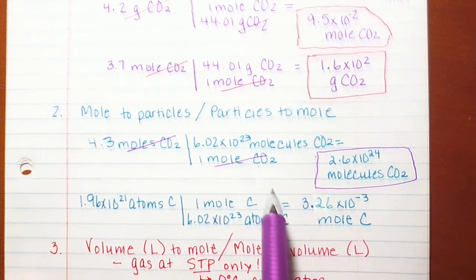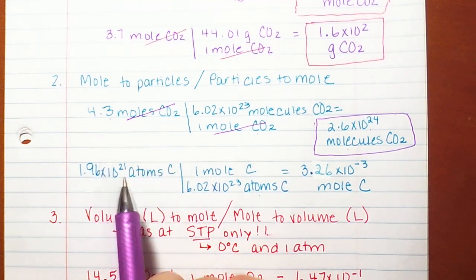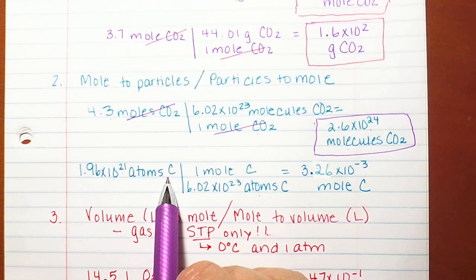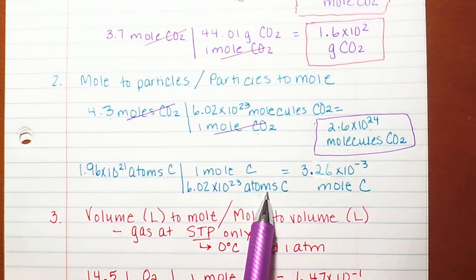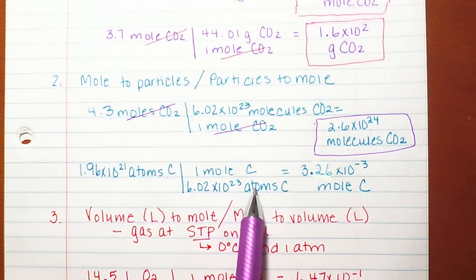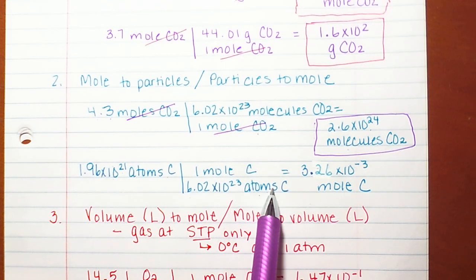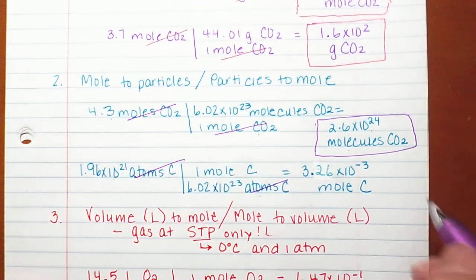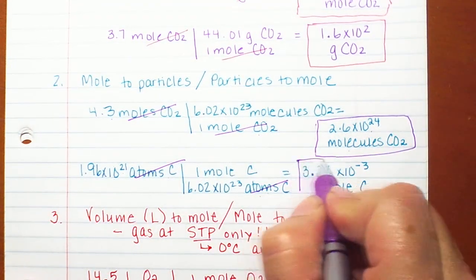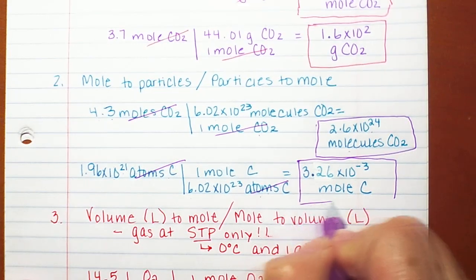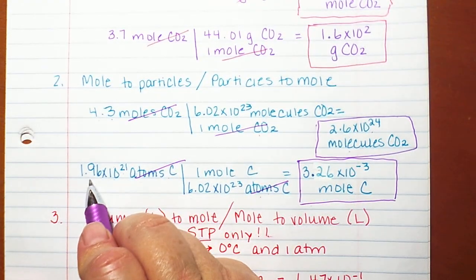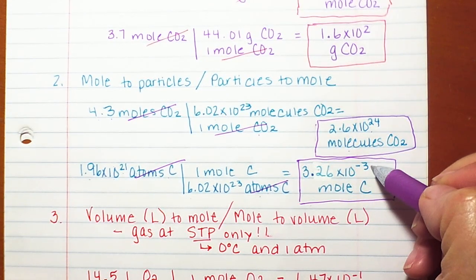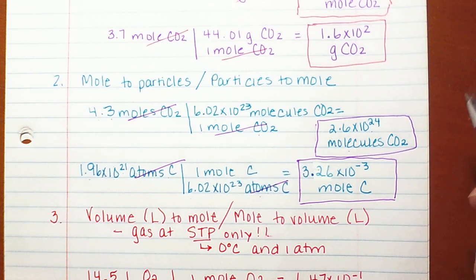I can go in the other direction, and this time I used atoms. So 1.6 times 10 to the 21st atoms of carbon. My atoms go down. So 6.02 times 10 to the 23rd atoms, particles, atoms, to 1 mole. So now I can cancel out my atoms of carbon. That leaves me with 3.26. Notice my 3 digits in my answer because of my 3 here. So 3 digits in my answer times 10 to the minus 3rd moles of carbon.